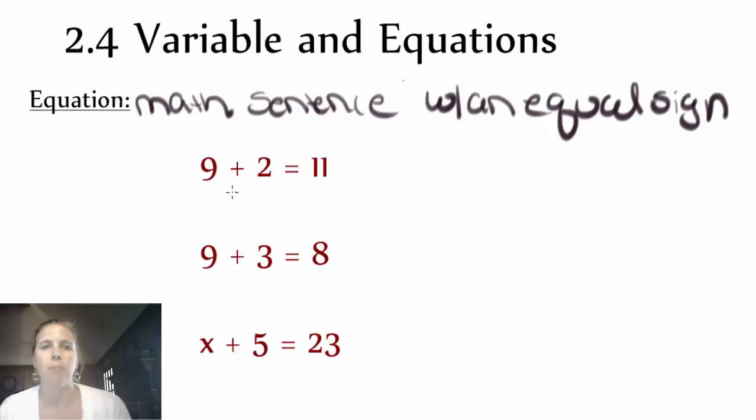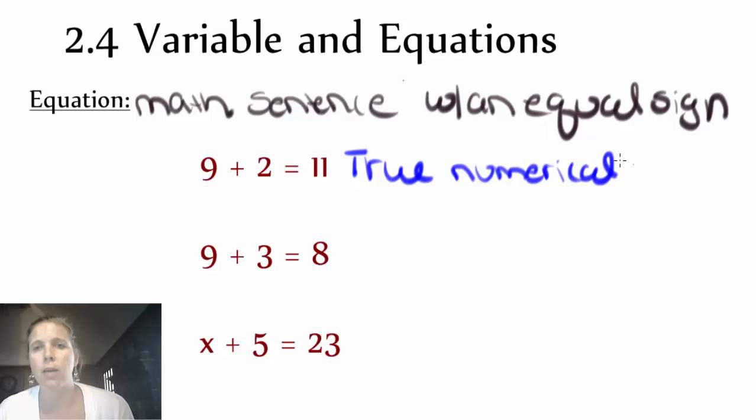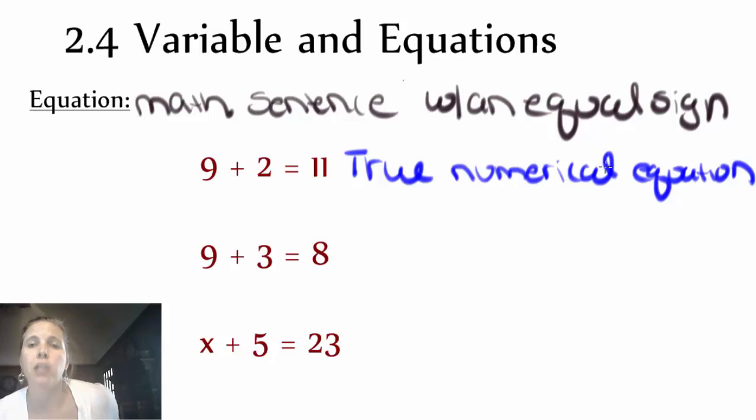So these are kind of examples. So 9 plus 2 equals 11. Is this true? Does 9 plus 2 equal 11? Does the left side equal the right side? Yes. So this would be true, and this would be considered a numerical equation. Where before we'd say a numerical expression, now it's an equation.